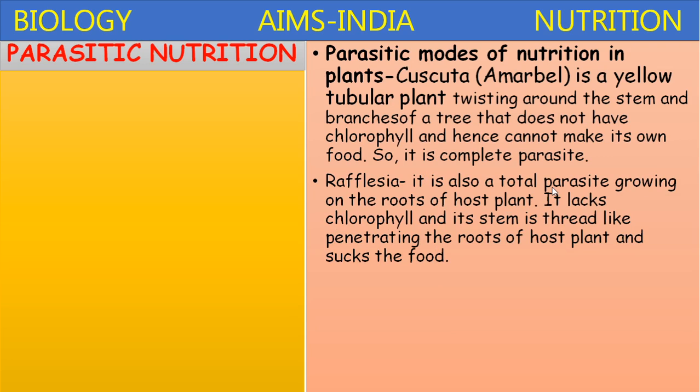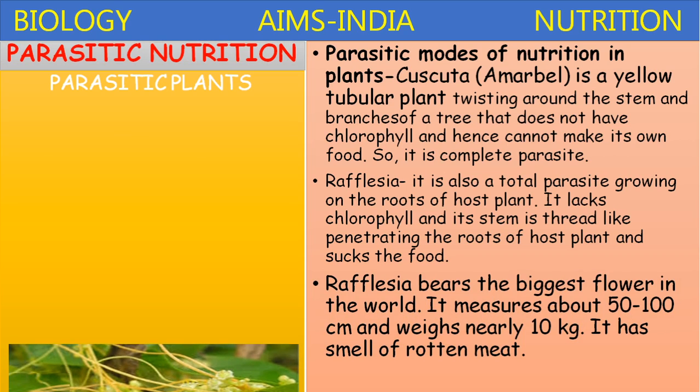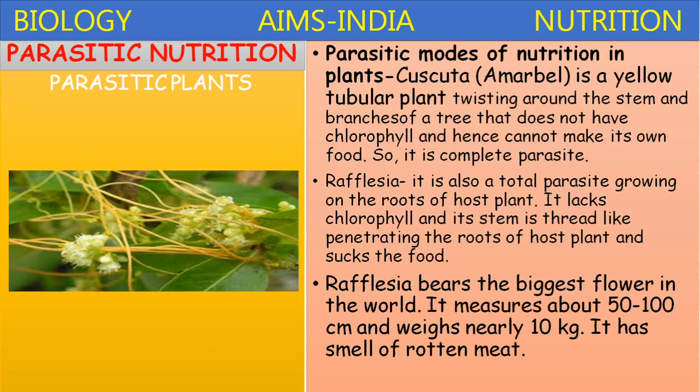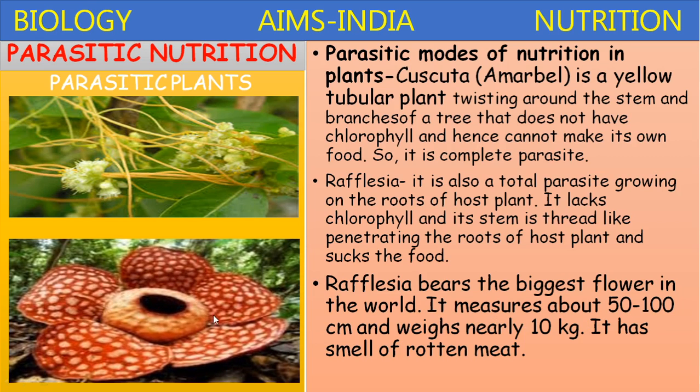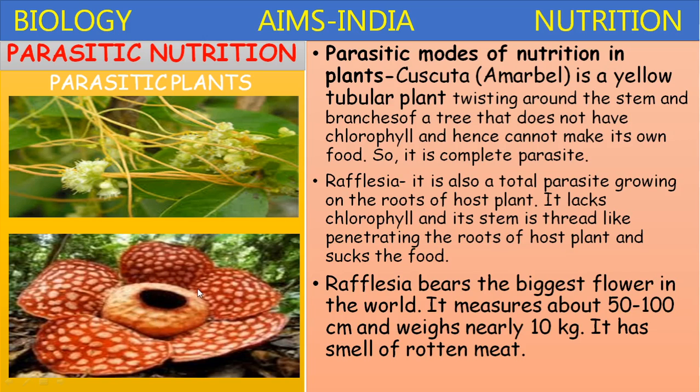Rafflesia is also a total root parasite growing on the roots of the host plant. It lacks chlorophyll. Its stem is thread-like and it penetrates the roots of the host plant and sucks the food. This Rafflesia, if you see, is the biggest flower in the world. It measures about 50 to 100 centimeters and weighs nearly 10 kg. It has a smell of rotten meat.